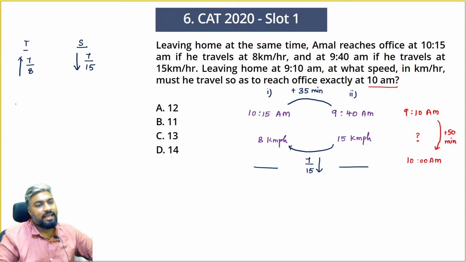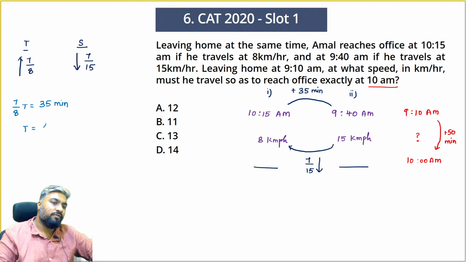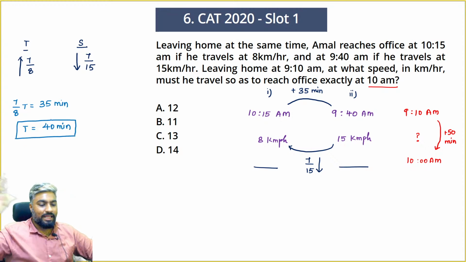So this 7 by 8 increase in this time is going to be what? Your 35 minutes extra. Yes, this increase is 35 minutes. So we are getting T to be 40 minutes. This is what we want. Yes, this is all that we need.